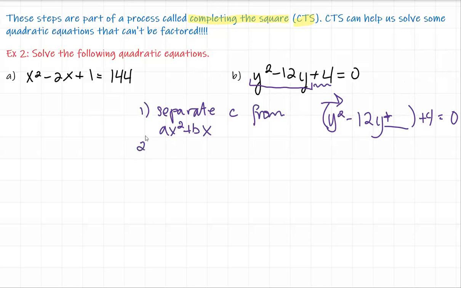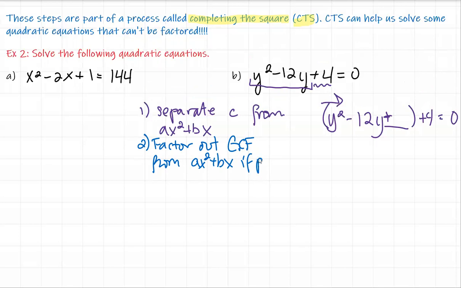That's actually step 2. Now, step 2 actually is not what I just said. Step 2 instead is factor out GCF from ax squared plus bx if possible. In this case, it's not possible because this is a 1 and this is a negative 12. So we don't really care about that. That's why I accidentally skipped it, because we don't have to do it here. But you always want to make sure that's step 2, because sometimes there will be.